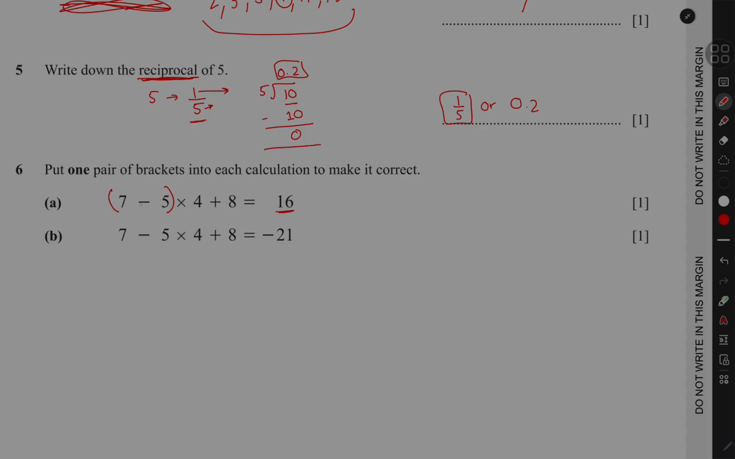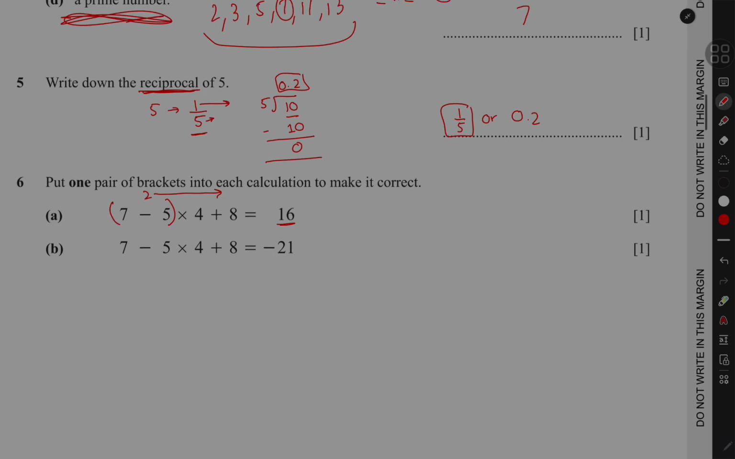So if I put the bracket around the first two numbers, I will subtract 5 from 7, which gives me 2, and then I can just go through. Then I can just multiply. So that gives me 2 times 4, 2 4s are 8, and 8 plus 8, that would be 16, which makes it correct.